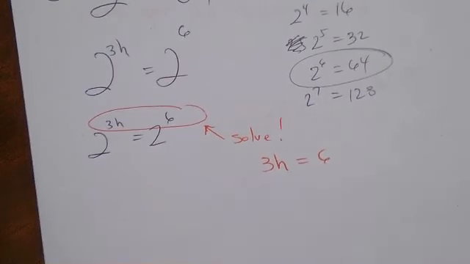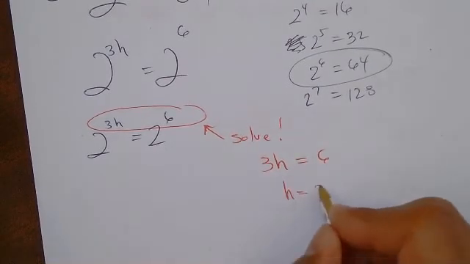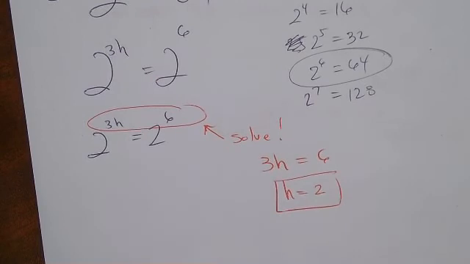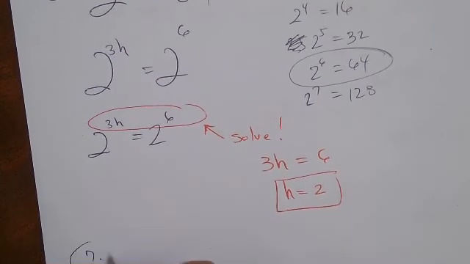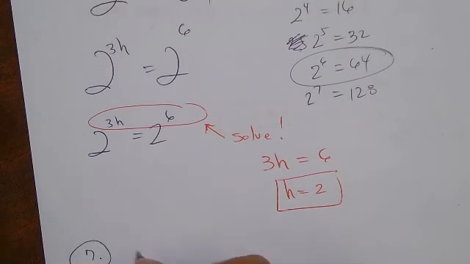Is that right? What's the answer? 3 times what number gives you 6? 2. Come on now. All right.